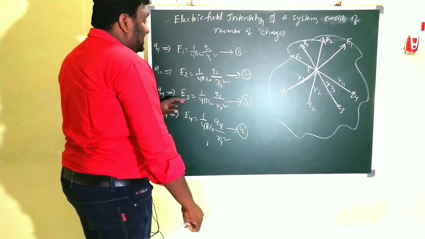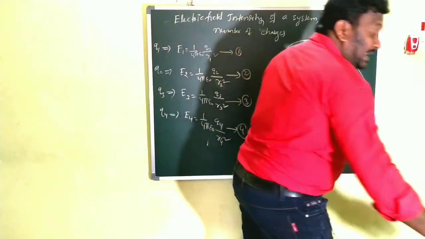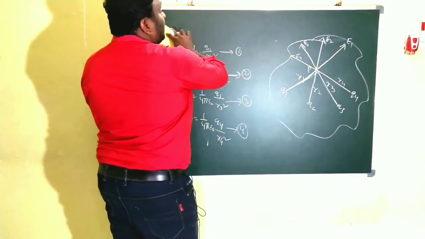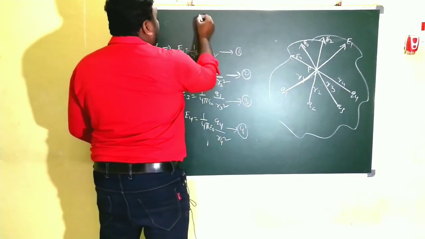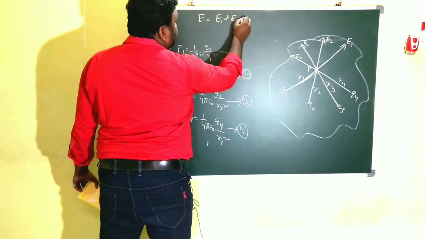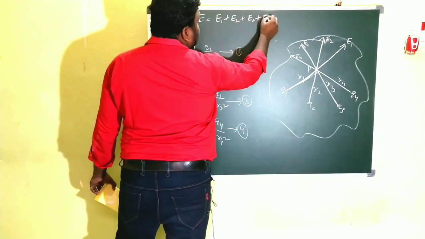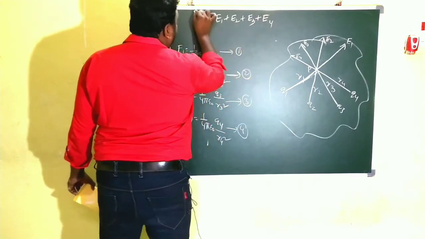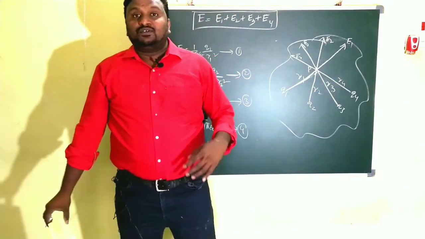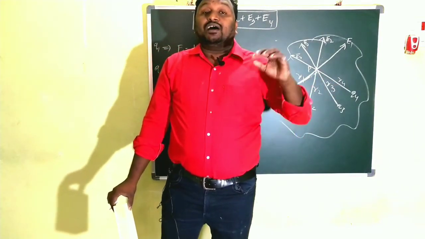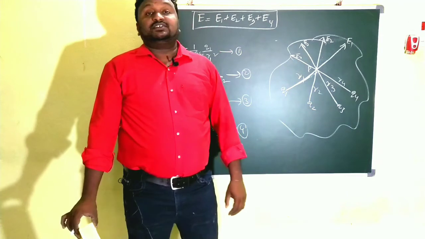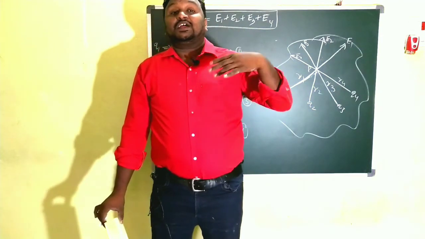Now the resultant electric field intensity is nothing but this. I already told you electric field intensity is a vector. That's why, by using the law of vector addition, we get the resultant electric field intensity as E1 plus E2 plus E3 plus E4. The electric field intensity at this point, what do you write? The addition of the individual electric field intensities at this point gives the resultant electric field intensity.